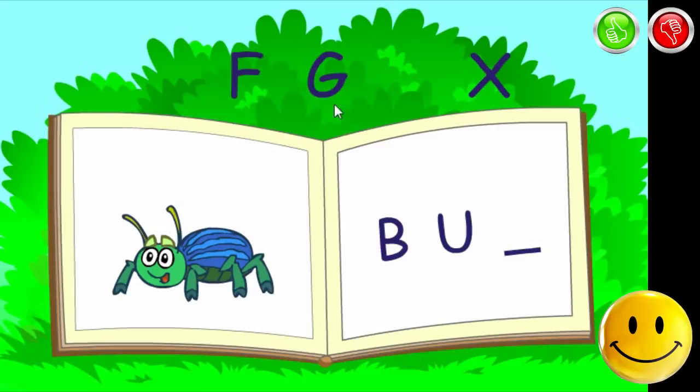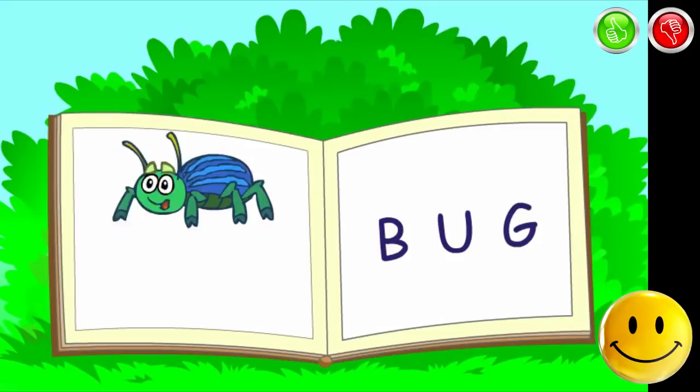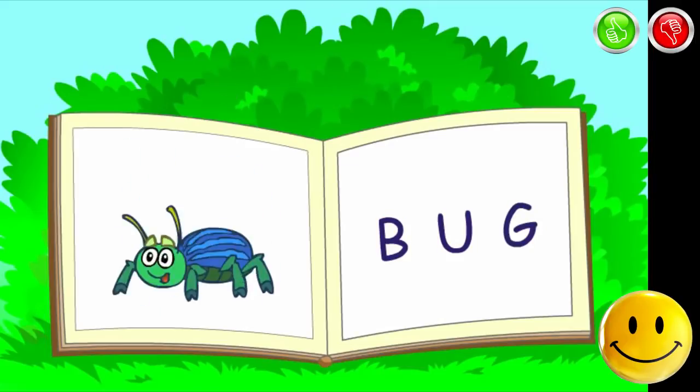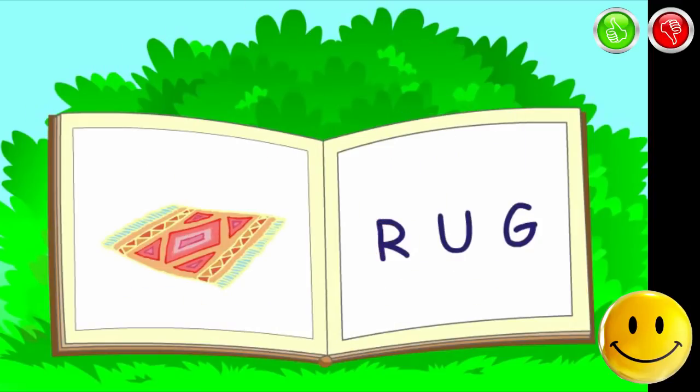B-U-G. You made the word bug. Good spelling. Want to play again? Great. R-U-G. That spells rug.